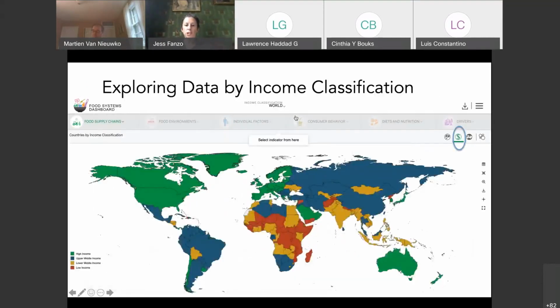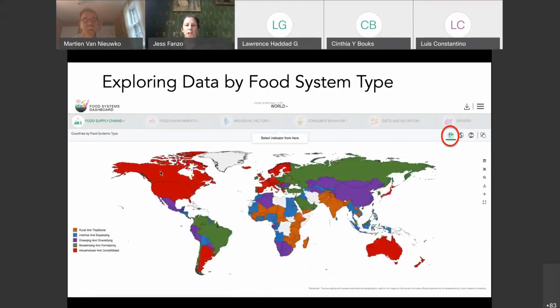You can look at the data. You can disaggregate by income classification. We use the World Bank income classifications from high, upper middle, lower middle, and low income. So you can look at data that way. And one thing that was interesting that we did was we created 5 food system typologies.